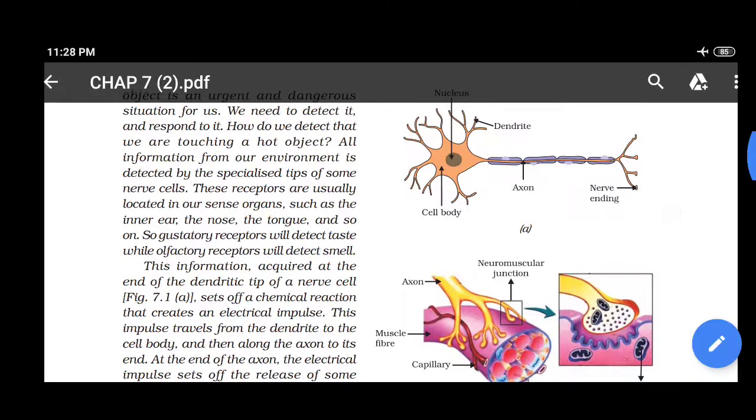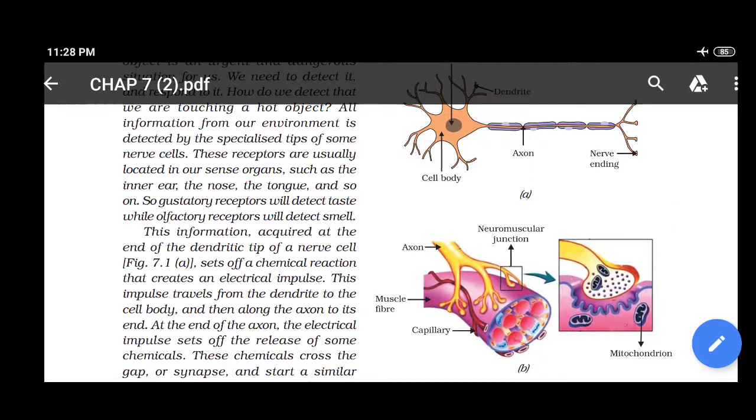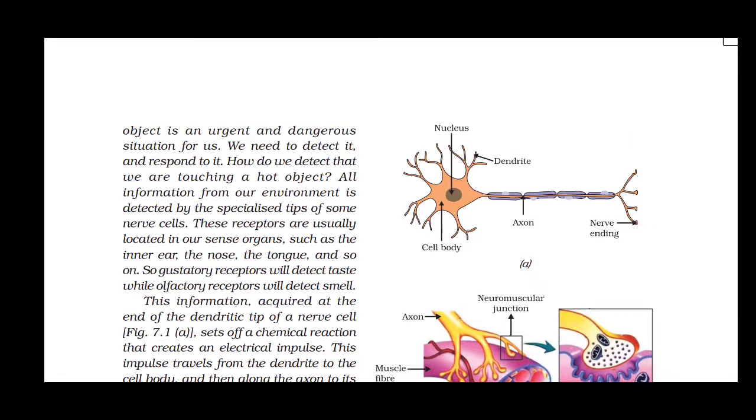The fourth receptor is the nose. It acts as an olfactory receptor which helps in detection of smell. The fifth one is the tongue, which acts as a gustatory receptor. It helps in detection of taste. Now let us come to the structure of a neuron. Neuron is the structural and functional unit of the nervous system. It has different parts known as the nucleus, dendrite, cell body, axon, and the nerve endings.